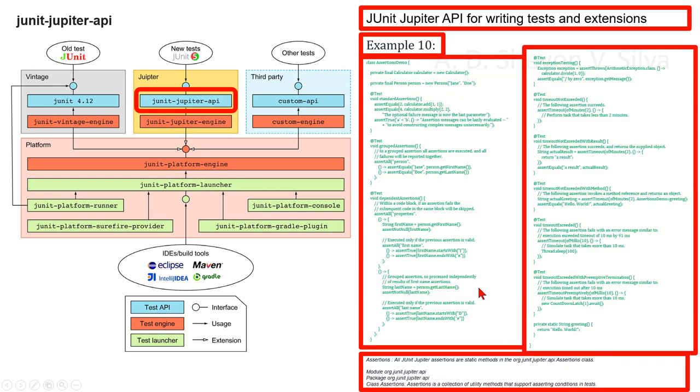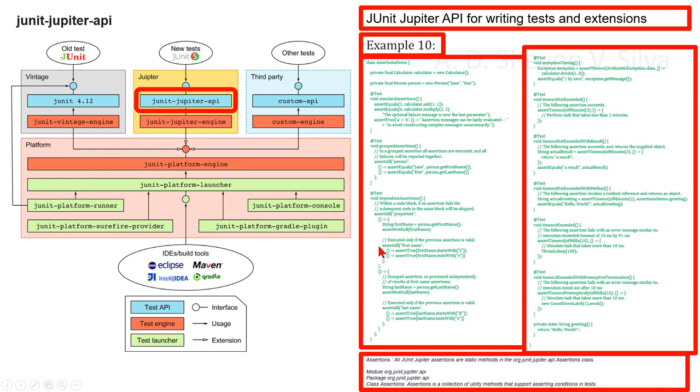Here we are considering assertions. All JUnit assertions are static methods in the org.junit.jupiter.api.Assertions class. The class Assertions, in package org.junit.jupiter.api in module org.junit.jupiter.api, is a collection of utility methods that support asserting conditions in tests.